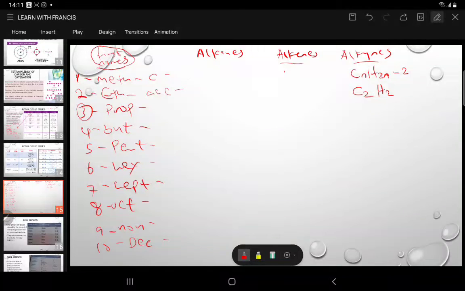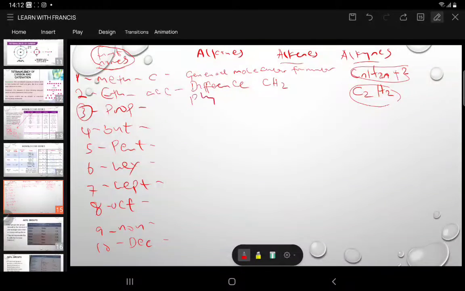Okay, so we've talked about general molecular formula. Each family has the same general molecular formula. This one is for alkyne, this one is for alkene. For alkane it is plus 2. So the next point is the difference between each successive homologue, the difference between members. Of course, the difference between members is CH2. I've illustrated this.